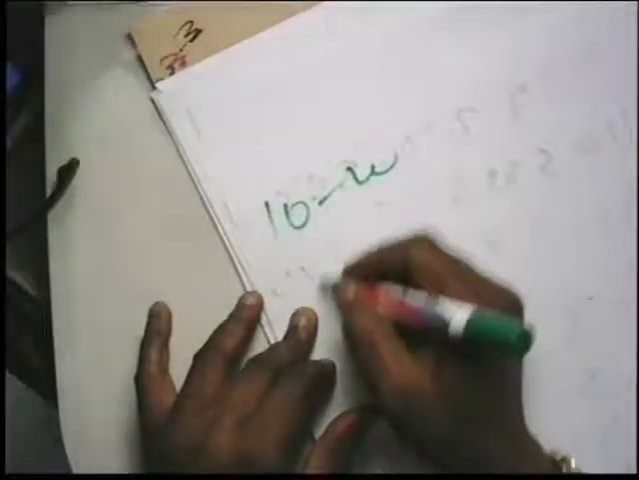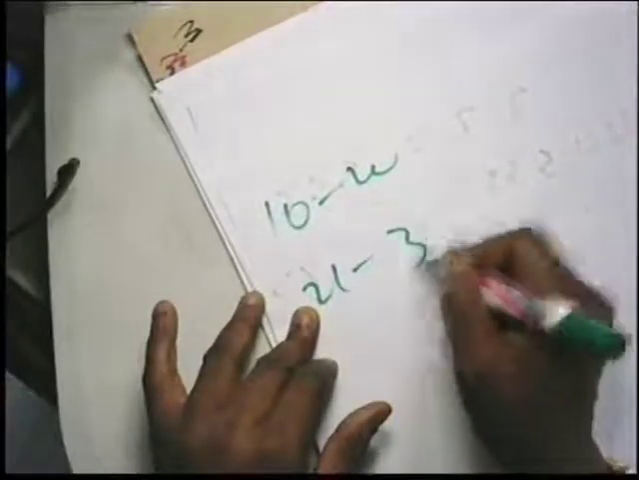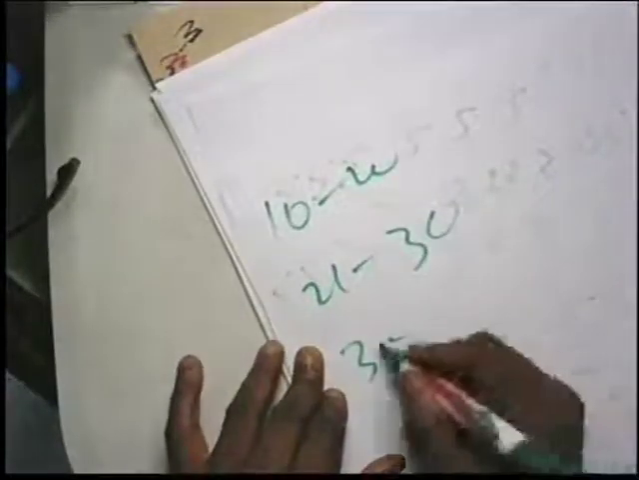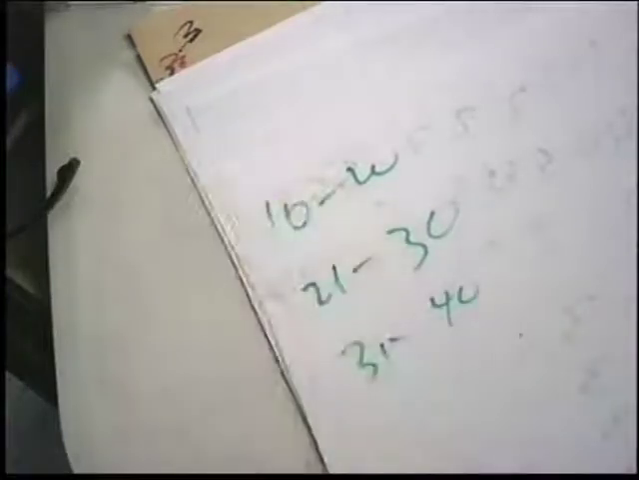But grouped data is where they are put in groups: between 10 to 20, between 21 to 30, 31 to 40. These are grouped data. But either grouped or ungrouped data, you must be able to calculate the mean, median, and the mode. Look at this.